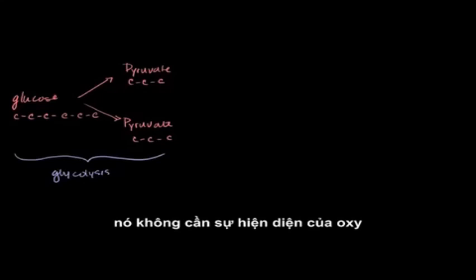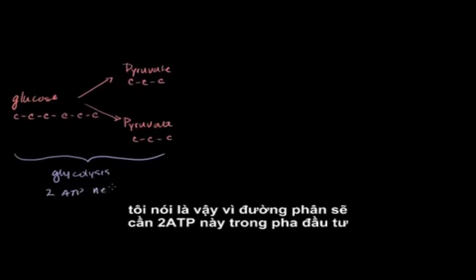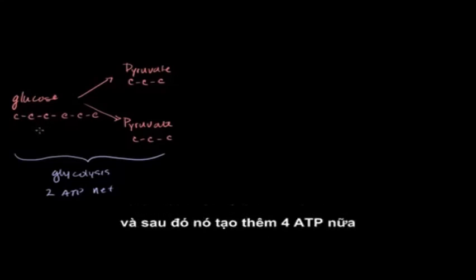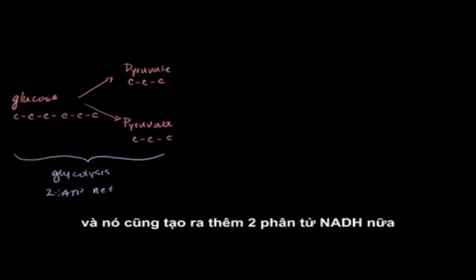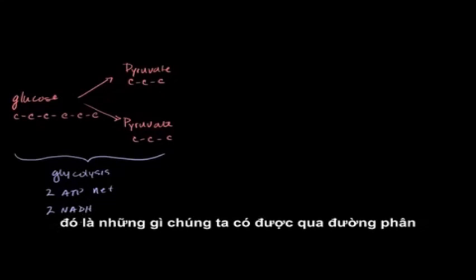It doesn't need oxygen. And we got a net payoff of 2 ATPs. I always say the net there because you remember, it used 2 ATPs in that investment stage, and then it generated 4. So on a net basis, it generated 4, used 2, it gave us 2 ATPs, and it also produced 2 NADHs. That's what we got out of glycolysis.